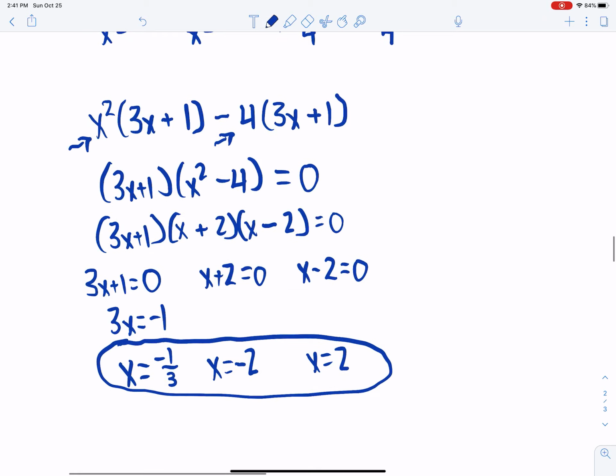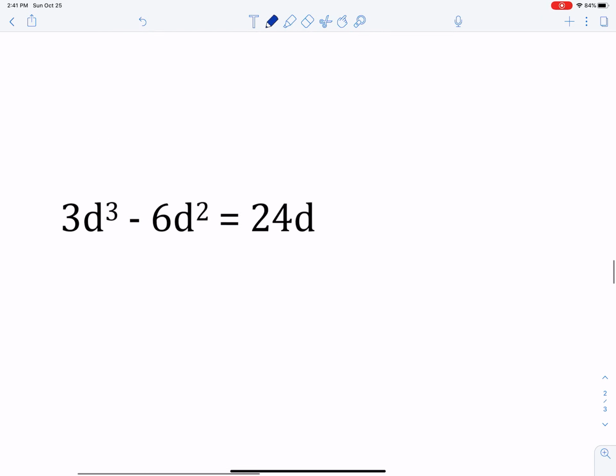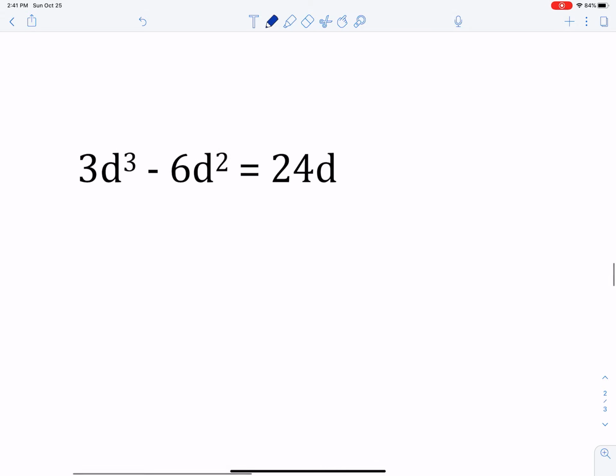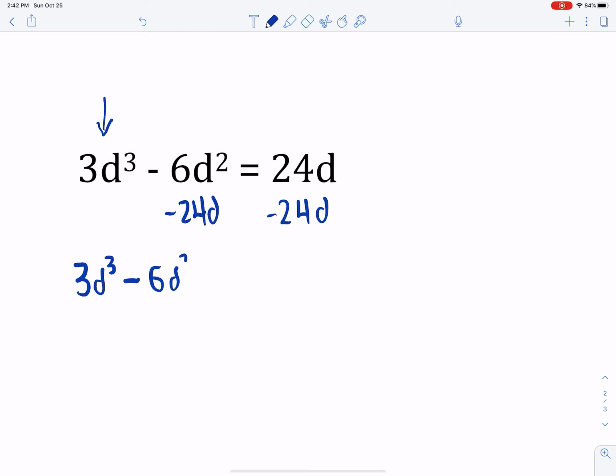Let's try one more. Here we have 3d to the third minus 6d squared equals 24d. Well, we want to get everything on one side so it's equal to 0. Here's our highest powered term, and it's already positive, so I want to move everything to that side. So I would try subtracting 24d from both sides. That leaves us with 3d to the third minus 6d squared minus 24d equals 0. And now we can try to factor it.